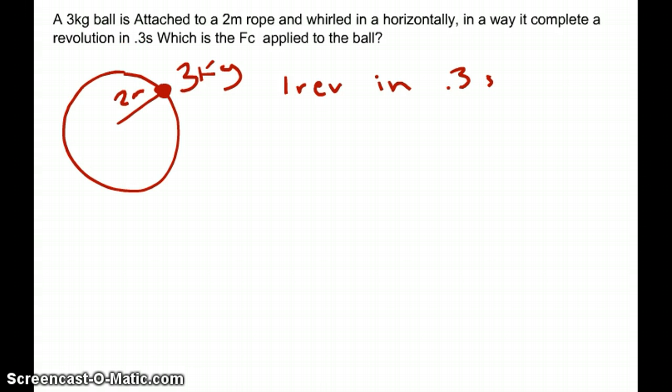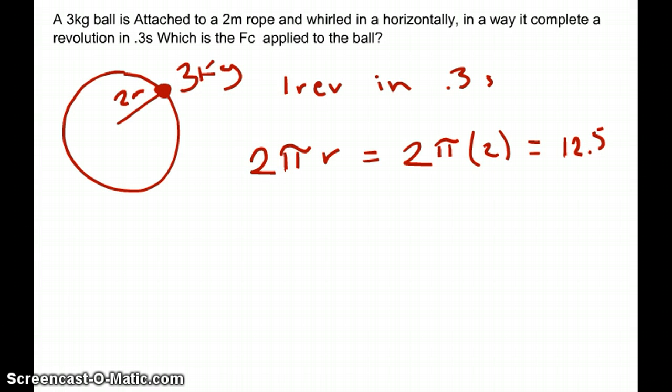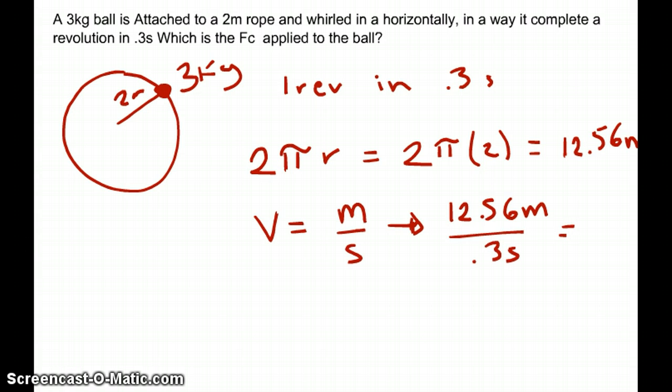So the first step is to get the linear speed. To get it, we have to know the circumference of the whole circle. So it's 2 pi times radius, which is 2 pi times 2, which is the same as 12.56 meters. The next step is velocity, whose measurement is meters over seconds. So we have 12.56 meters over 0.3 seconds, that's the same as 41.86 meters per second.